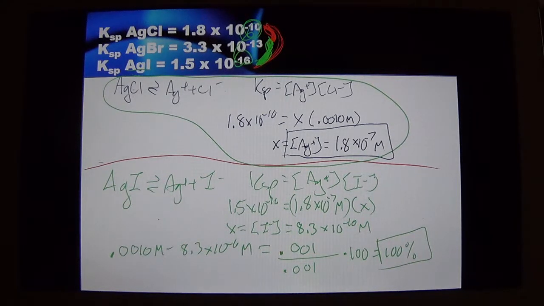So good luck on your practice on this, and we are ready to move on to another type of equilibrium.